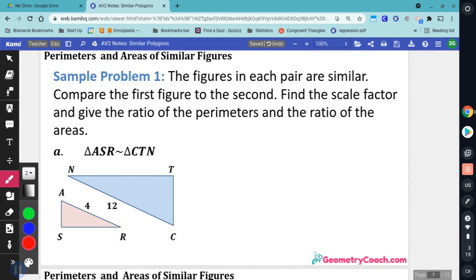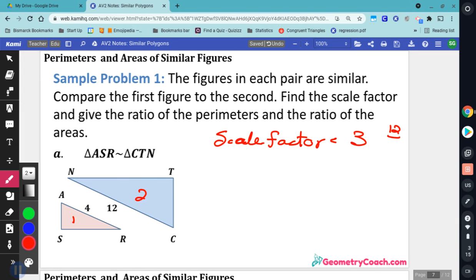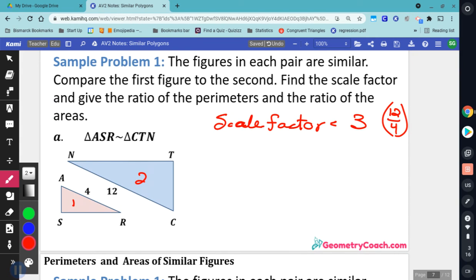Alright, the figures in each pair are similar. Compare the first figure to the second, find the scale factor, and give the ratio of the perimeters and the ratio of the areas. Well, it says first figure to second figure, but it doesn't really label. So we're going to go pink to blue. So our scale factor, let's just start there. Pink to blue. What times the pink one will get you to the blue one? So that would be 3. I got that from doing 12 over 4. Old over new. Right? Old over new. 12 over 4.